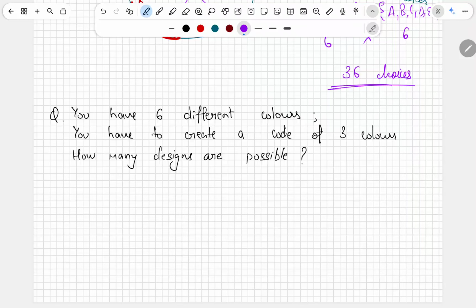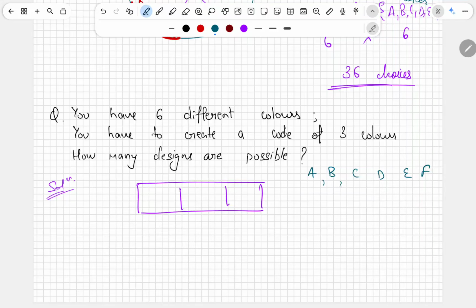So I've written down the question. The question says you have 6 different colors in your pocket. You have to create a code of 3 colors. So let's have a look at the solution. Now these are the three places where you will put your colors in order to create the code. How many designs are possible? Let's say you have 6 colors, and I'm naming them A, B, C, D, E, F. These are the 6 colors.